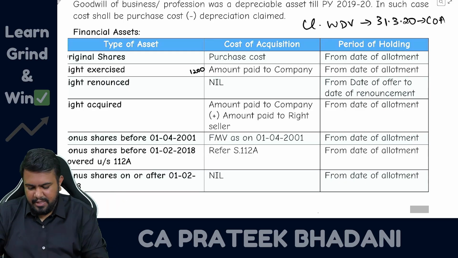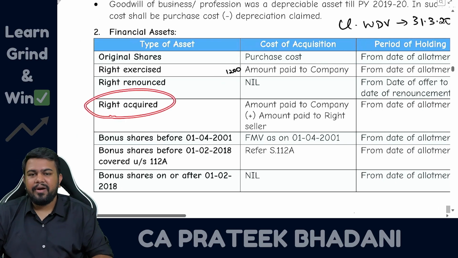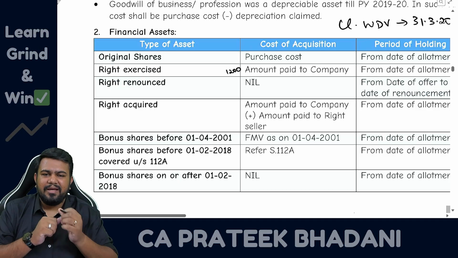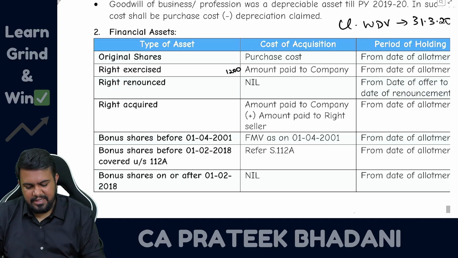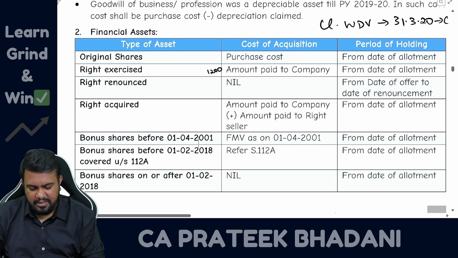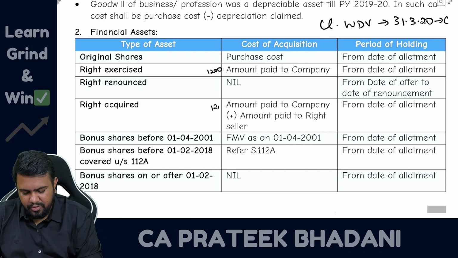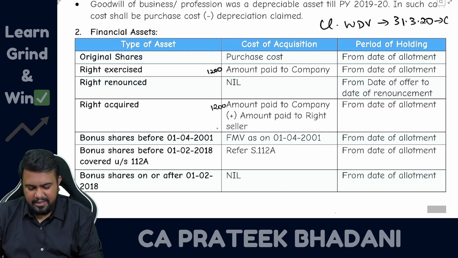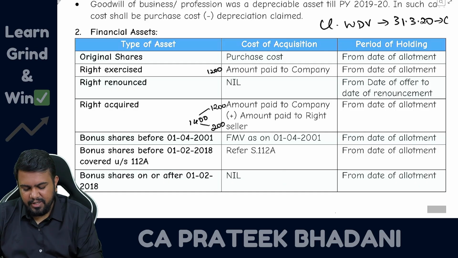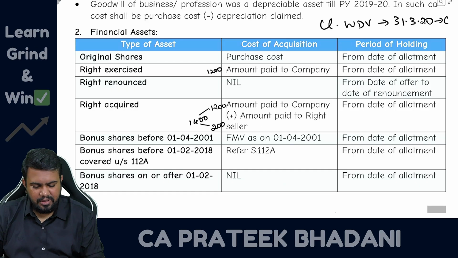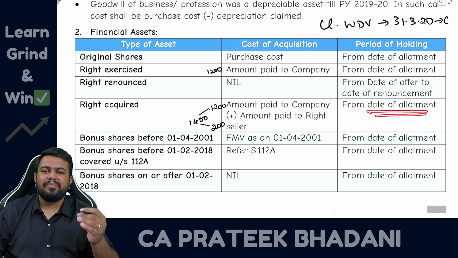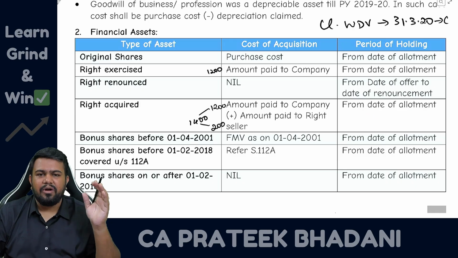to Mr. Y. Then right acquired. Right acquired means Mr. Y has bought the rights from Mr. X. In such a case, what is his cost of acquisition, sir? Cost of acquisition means the amount paid to the company, which is 1200 rupees, plus the amount paid to the right seller, that is 200 rupees. So the total is 1400 rupees. That is the total cost. And here also the period of holding will start from the date of allotment.